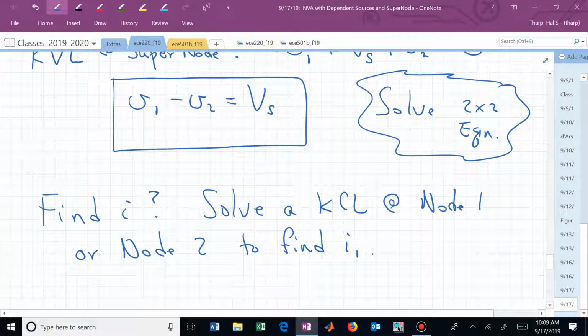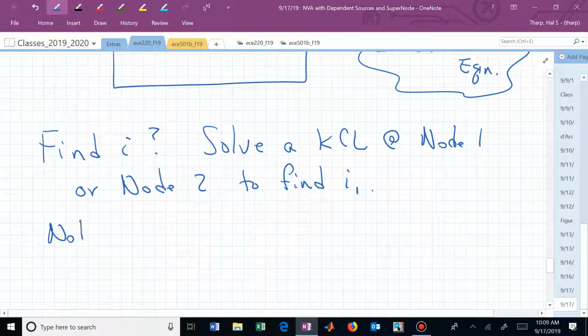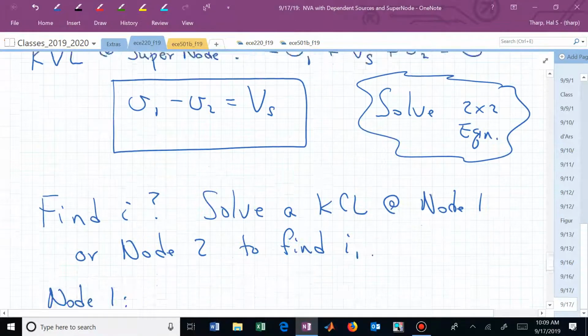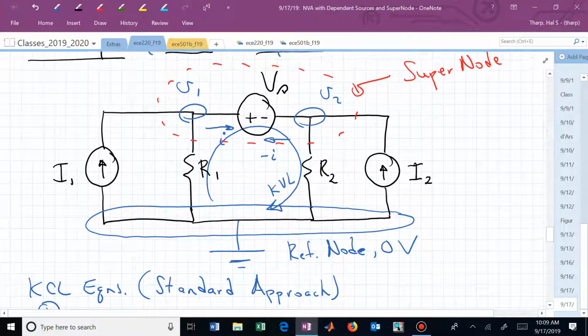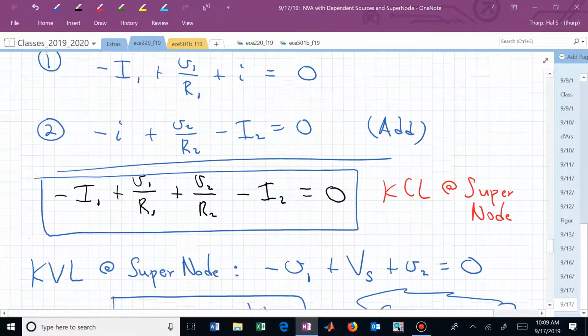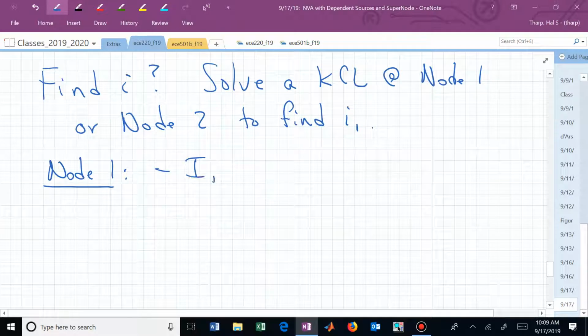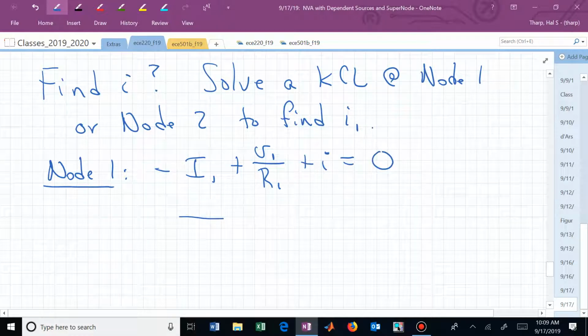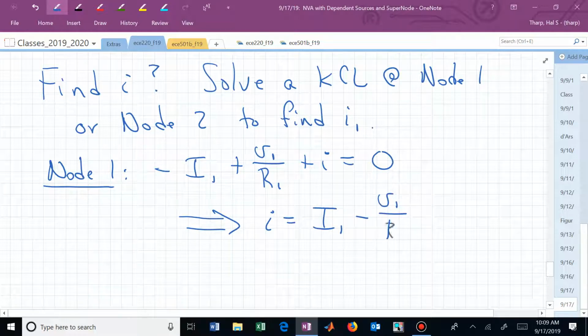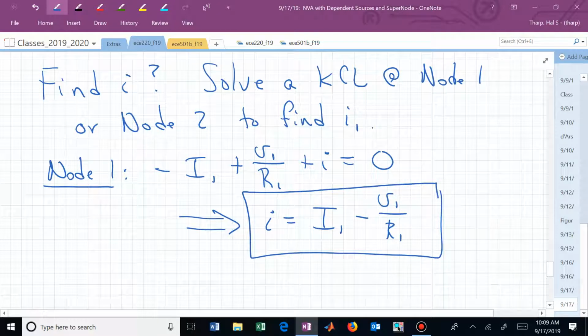to find I. Let's say that we were at node 1 as an illustration. Then we would have minus I1, which is given, plus V1 over R sub 1 plus I is equal to 0. Or now I is equal to capital I sub 1 minus V1 over R1, and we've now solved for little v sub 1, and we now have a formula or an answer for that current I that the voltage source is producing.